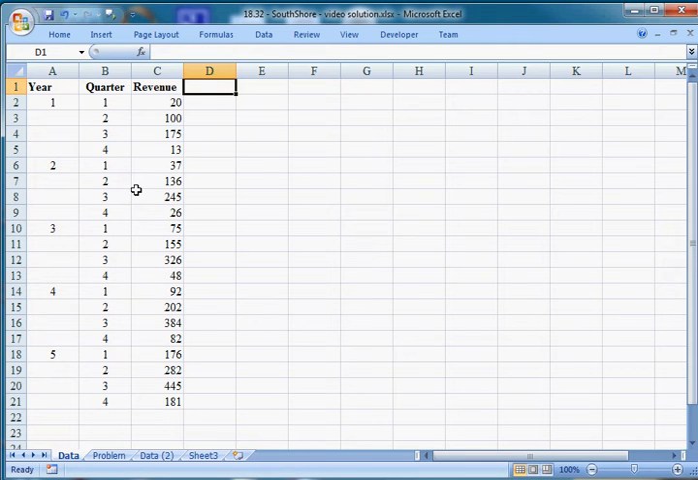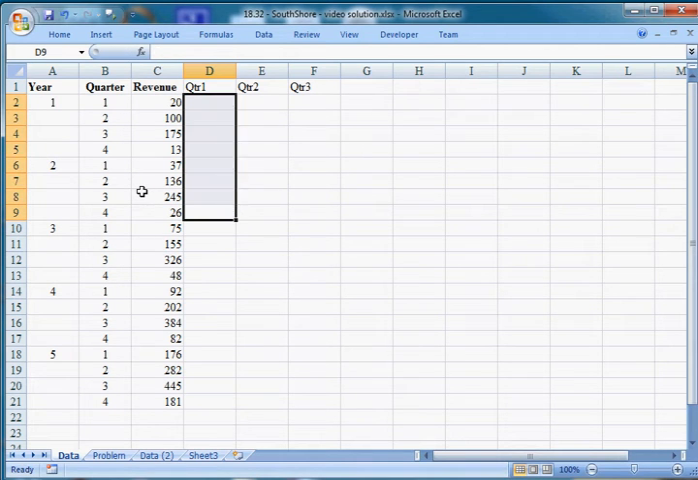So it's asking us to come up with QTR1, QTR2, and QTR3. Now QTR1 is going to be a dummy that equals 1 if it's the first quarter, like here, here, here, here, and here, and it's going to be 0 everywhere else. There are two ways to do this. One is just to type the numbers.